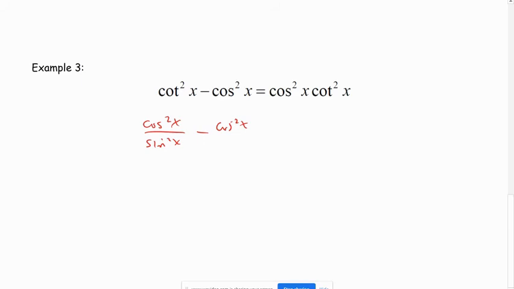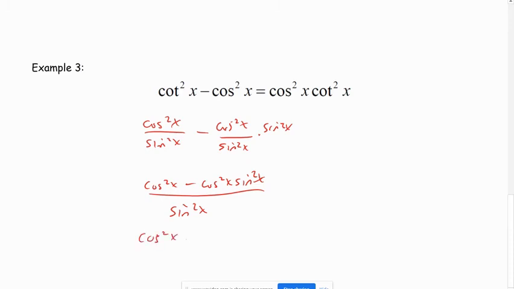And in order to add these, I need a common denominator. So I'm going to put sine squared in the bottom and in the top to get a common denominator. Now that I have the same denominator, I have cosine squared x minus cosine squared x sine squared x all over sine squared x. And then if I factor out a cosine squared from the top, I have cosine squared times 1 minus sine squared over sine squared.